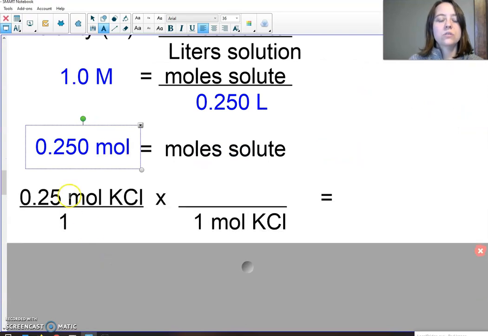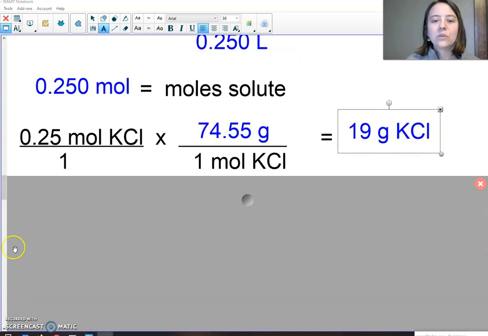So to do so, we know we have 0.250 moles of potassium chloride over 1 times its molar mass over 1 mole. So please figure out the molar mass and the number of grams of potassium chloride we have. If you had said the molar mass is 74.55 grams and the amount of solute is 19 grams of potassium chloride, you would be correct.